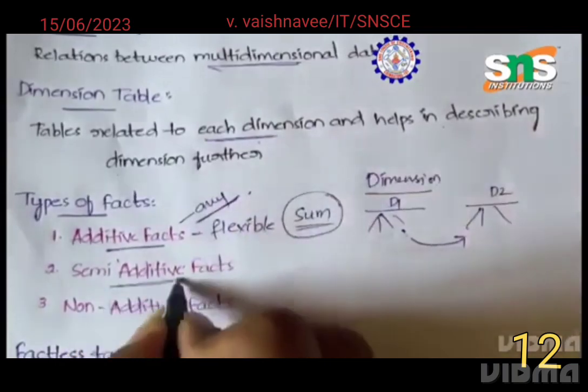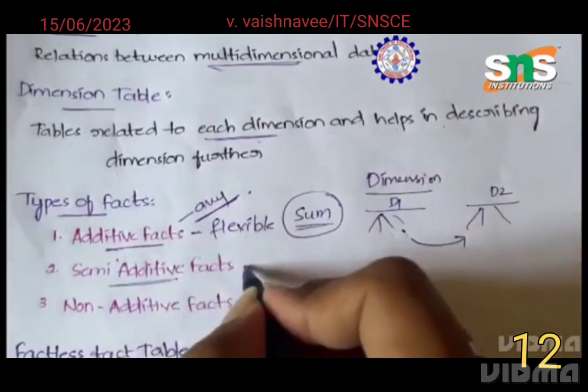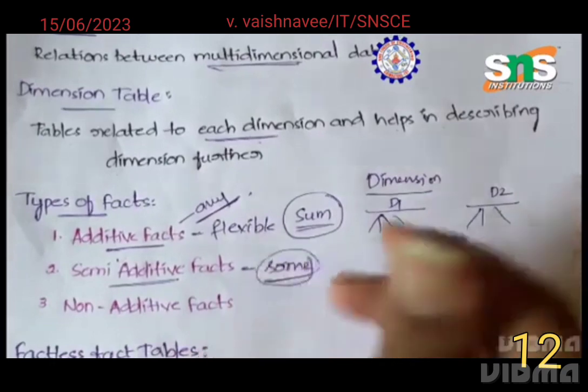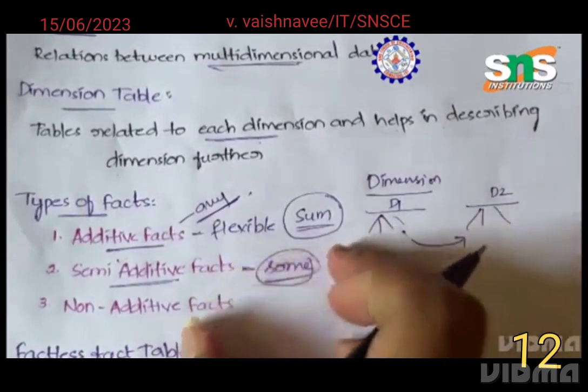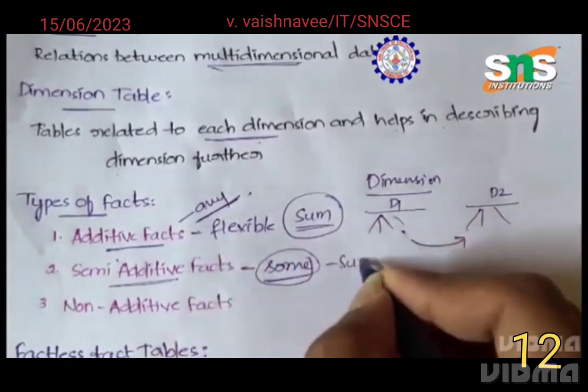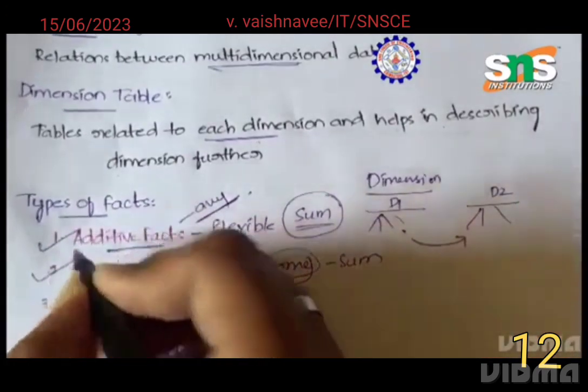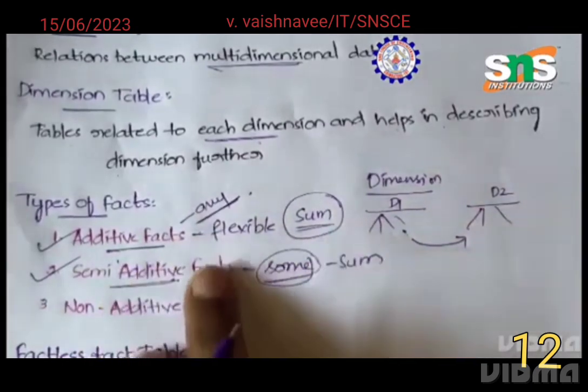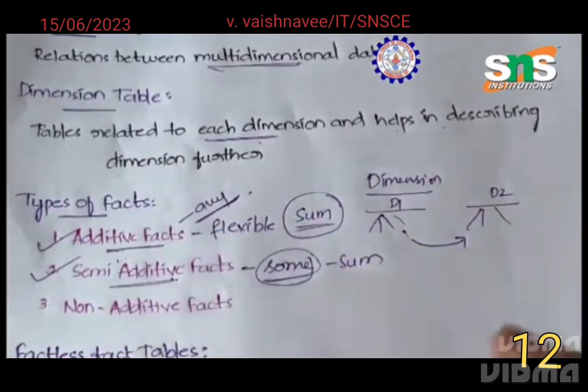Here in semi-additive facts, what happens? They can be summed across only a few dimensions. Only across those dimensions can you perform the sum. Okay, so those kinds of facts are called semi-additive facts. You can sum them up only across a few dimensions.